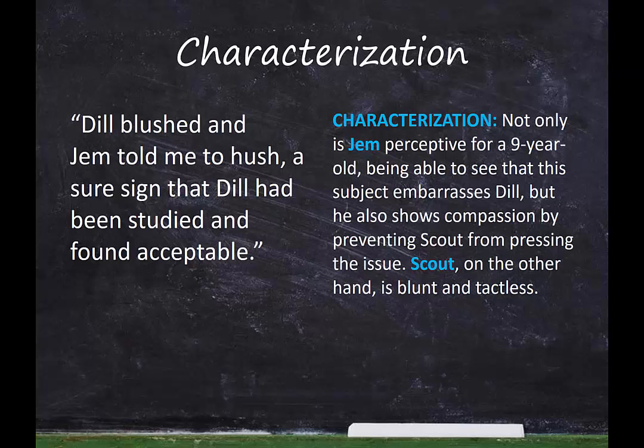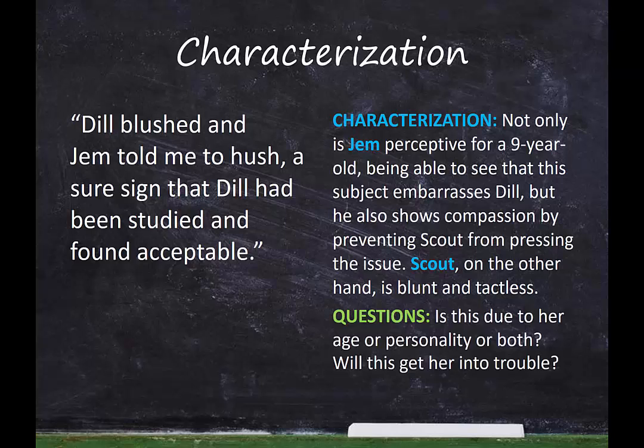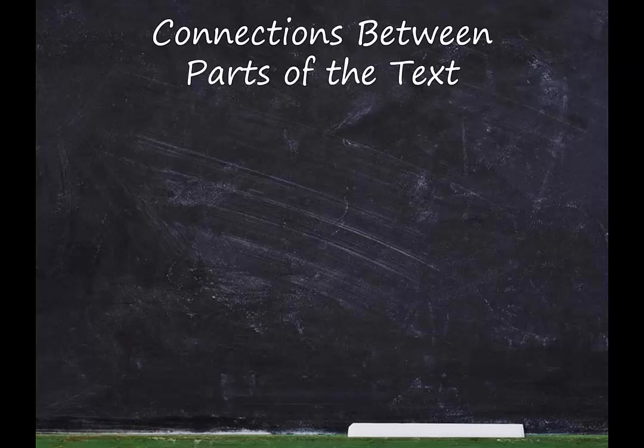What does this say about Scout? She's kind of blunt and tactless. I'm just a little curious about this difference between brother and sister. Is her tactlessness due to her age or her personality, or both? I can also speculate that the way she seems kind of clueless about how her bluntness affects other people might get her into trouble. Going on to connections between parts of the text.